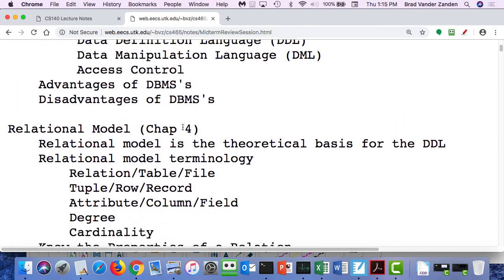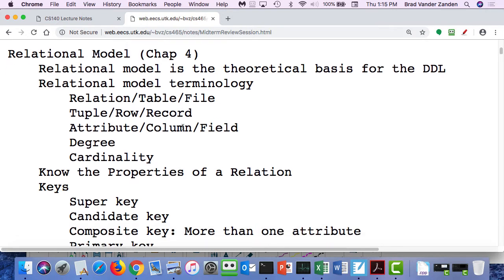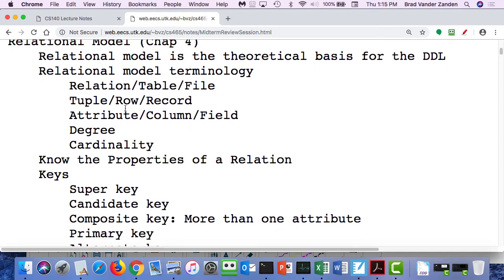Then from chapter one, we skip to chapter four. We essentially skip chapters two and three, which you're not responsible for. Chapter four gives the theoretical basis for the DDL in relational databases. The relational model discussed in chapter four is the theoretical basis for the data definition language that is used with relational databases. And you need to know the correspondence between these terms.